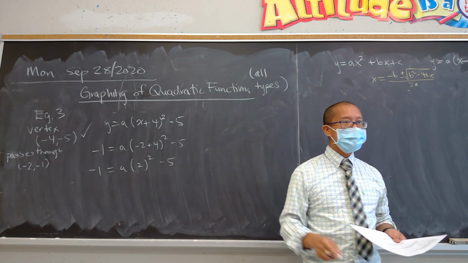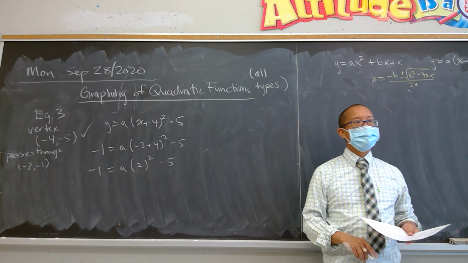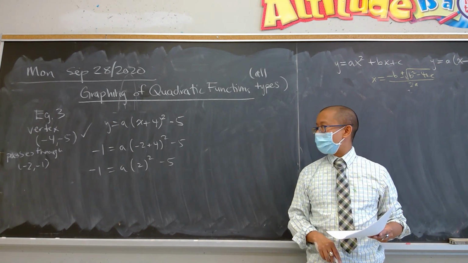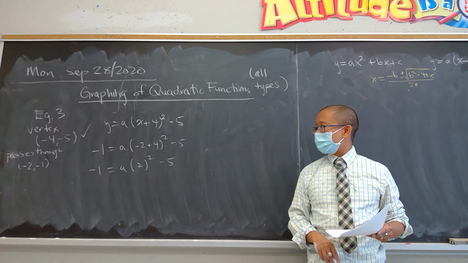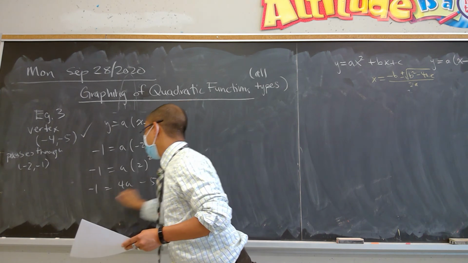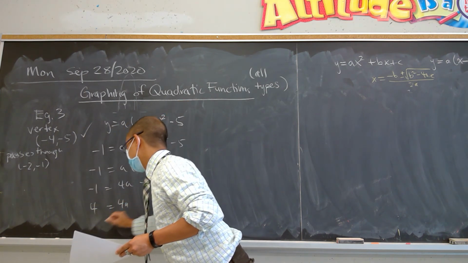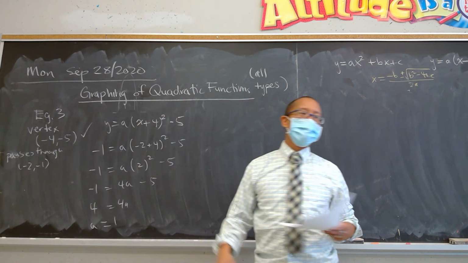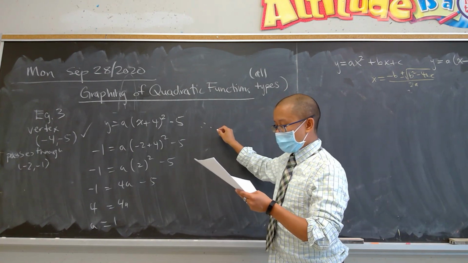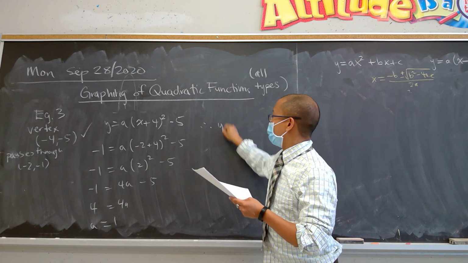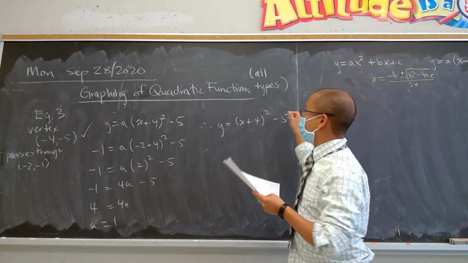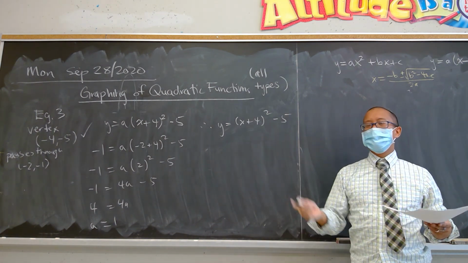Did a volunteer do the next line? Owen? It would be -1 equals 4a minus 5. Okay, and then 4a equals 4. And then a equals 1. So add 5 both sides, blah blah blah. We get a equals 1. Therefore, the vertex form happens to be y equals (x + 4)² minus 5. So this one, a little cheap, a little easy.